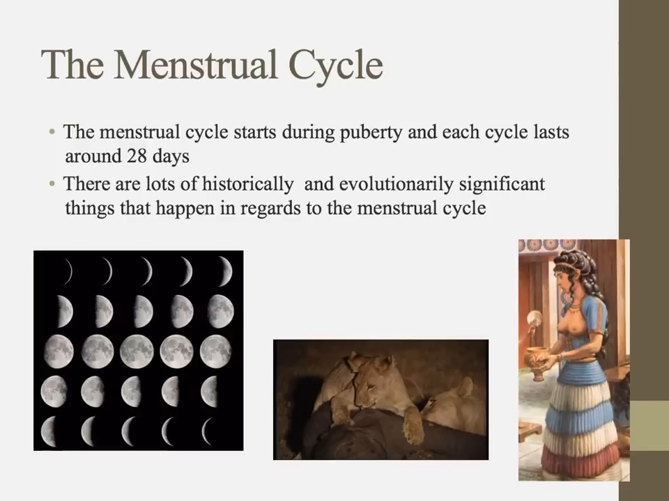All right, so as we get into the menstrual cycle, just a little fun fact here: they usually last around 28 days, and that happens to be the same length as the lunar cycle. And there are lots of historical and evolutionary things that happen in regards to the menstrual cycle, like the treatment of women in different cultures and different traditions. Lots of crazy things to look into. You can look that up on your own, but it's definitely worth a good read.